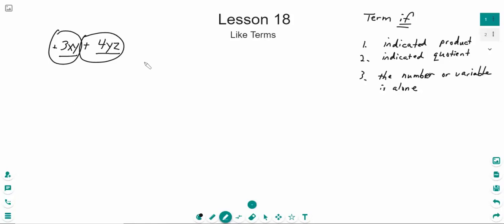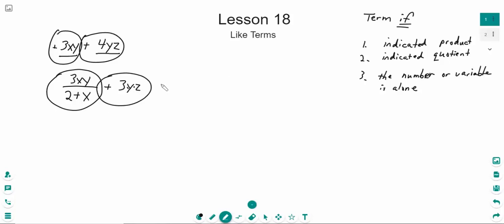Maybe we'll do one more. So this would be an indicated product. An indicated quotient, recall, would be something like this: 3xy over maybe 2 plus x. Here we have an indicated quotient, indicated by this fraction line, and then maybe we'll have something like this after that. So we have two terms here: an indicated quotient right here, and an indicated product here.